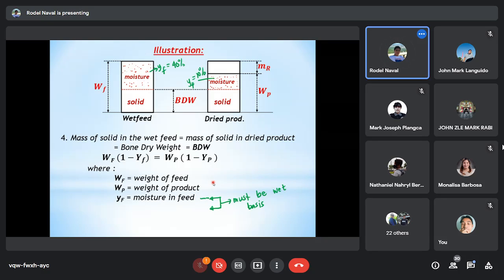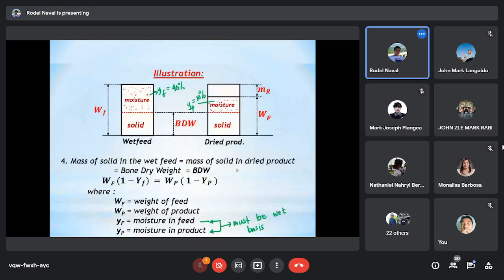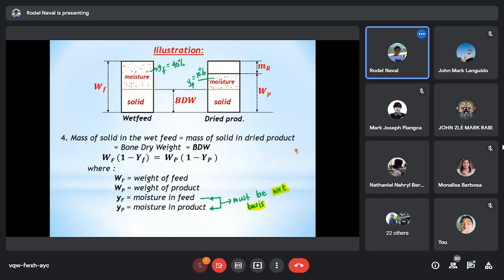YF, moisture in feed. Then YP, moisture in product. And take note, class, that this YF and YP must be wet basis, not dry basis. So, diagrammatic lang ang students. Again, moisture in feed and moisture in product must be wet basis using this formula. Okay? Ay, sorry. Screenshot.